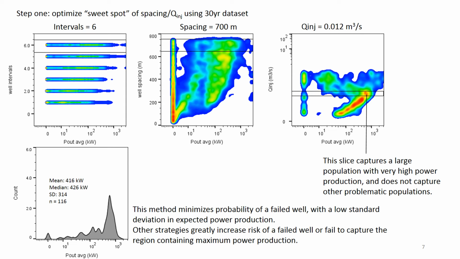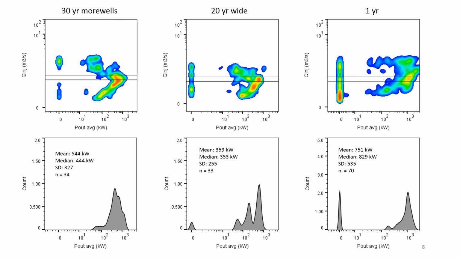So this method minimizes probability of a failed well, and it has a low standard deviation in the expected power production. Other strategies either greatly increase the risk of a failed well, lowering the median power production, or fail to capture the region containing that maximum power production. And using this model replicates well on the other data sets provided. Doing the exact same thing, we hit the sweet spot on the 30-year more wells, 20-year wide, and the 1-year data set. The 20-year standard data set was not included because it had a low N once we got to this point.